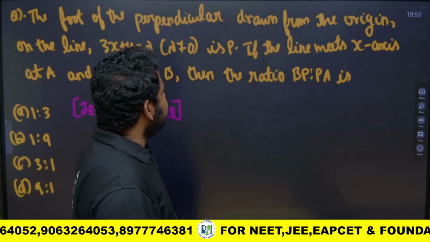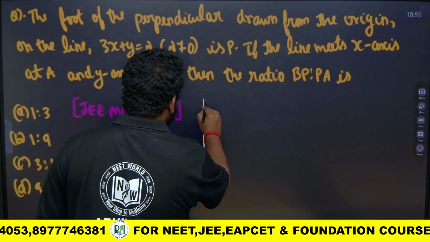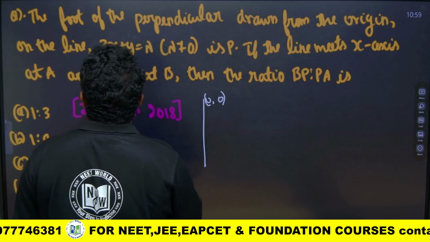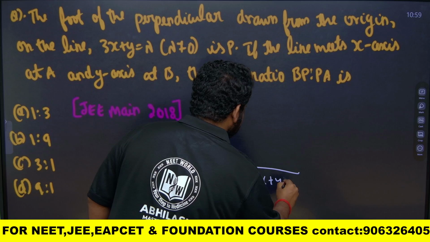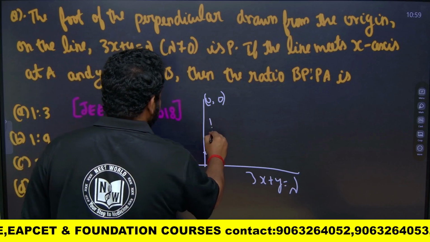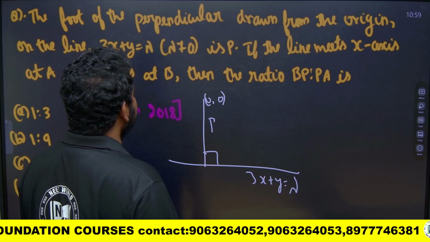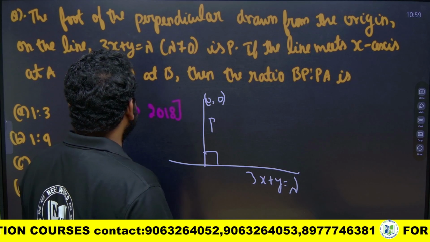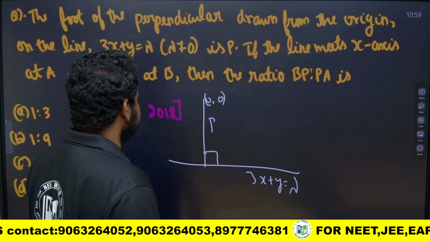The foot of the perpendicular drawn from the origin on the line 3x plus y is equal to lambda, lambda not equal to 0, is p. If the line meets the x axis at A and the y axis at B, then the ratio of BP is to PA is what?